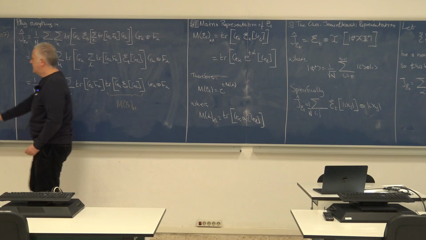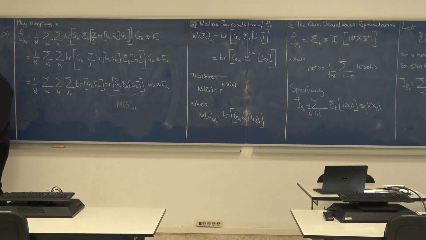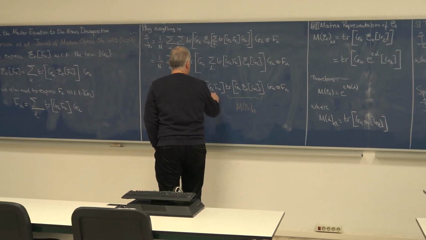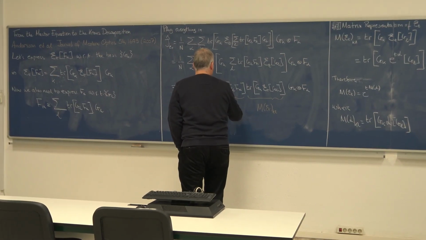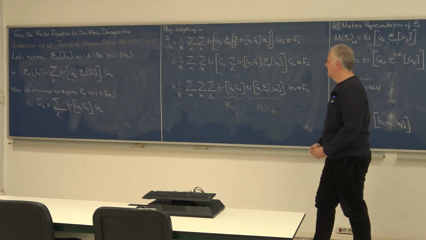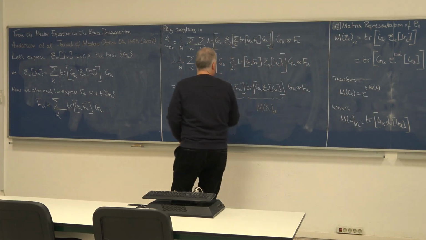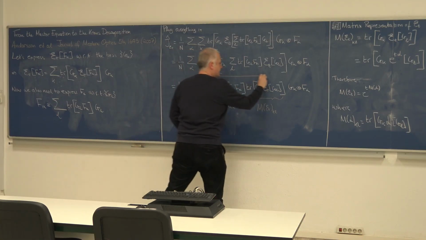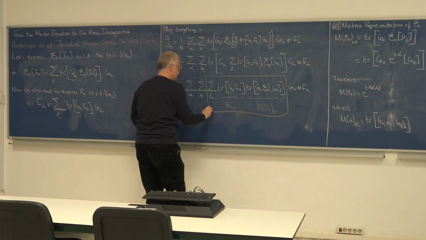This here is effectively a unitary transformation because this is a change of basis. Let's call this unitary U_L alpha. Okay? And now I'm going to change the order here and look at this sum.